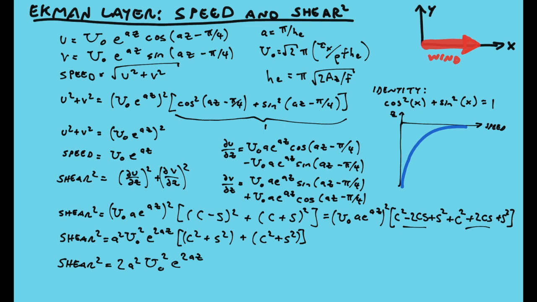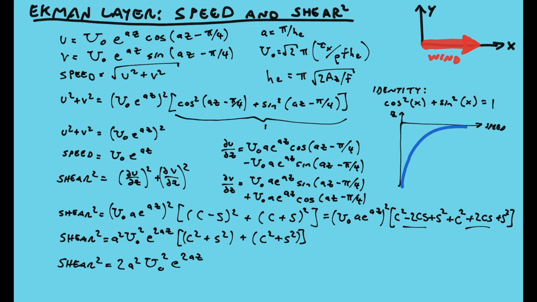The next step is squaring the du dz expression and then adding it to the squared dv dz expression. And that's on the next line. This gets really long, so instead of writing out the whole cosine and sine functions, I'm just abbreviating them as capital C and capital S. So what we have for shear squared at this point is u naught a e to the Az, that whole quantity squared. And then in square brackets, what we have is C minus S squared plus C plus S squared.